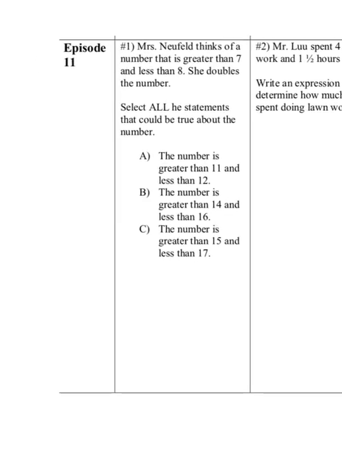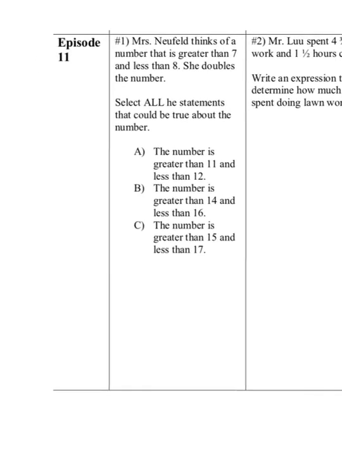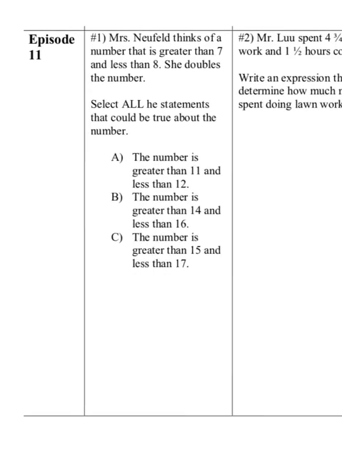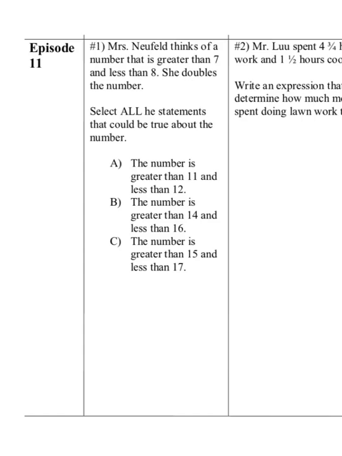For number 1, it says, Mrs. Newfield thinks of a number that is greater than 7 and less than 8. She doubles the number. Select all the statements that could be true about the number. Let's see. Mrs. Newfield thinks of a number that is greater than 7 and less than 8. So pretty much anywhere between 7 and 8.